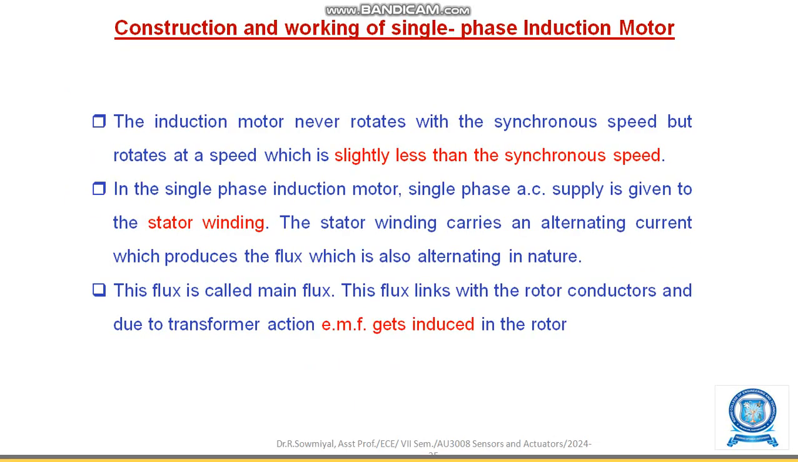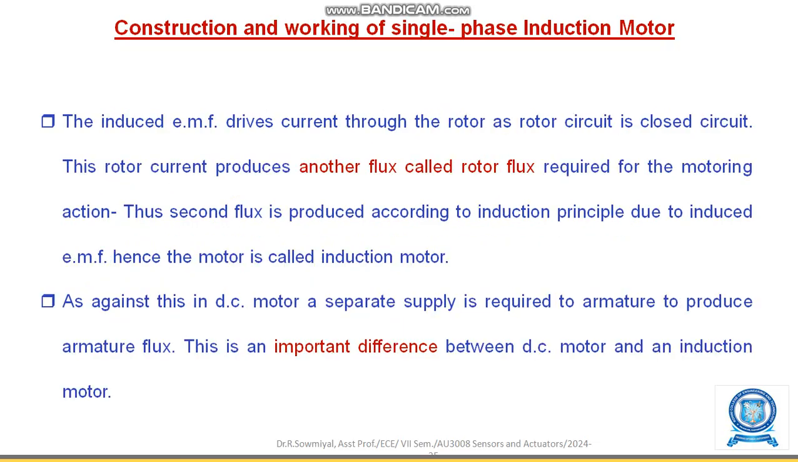The induction motor never rotates at the synchronous speed, but rotates at a speed which is slightly less than the synchronous speed. In the single phase induction motor, single phase AC supply is given to the stator winding. The stator winding carries the alternating current which produces the flux, which is also alternating in nature. This flux is called main flux. This flux links with the rotor conductors, and due to the transformer action, EMF gets induced in the rotor.